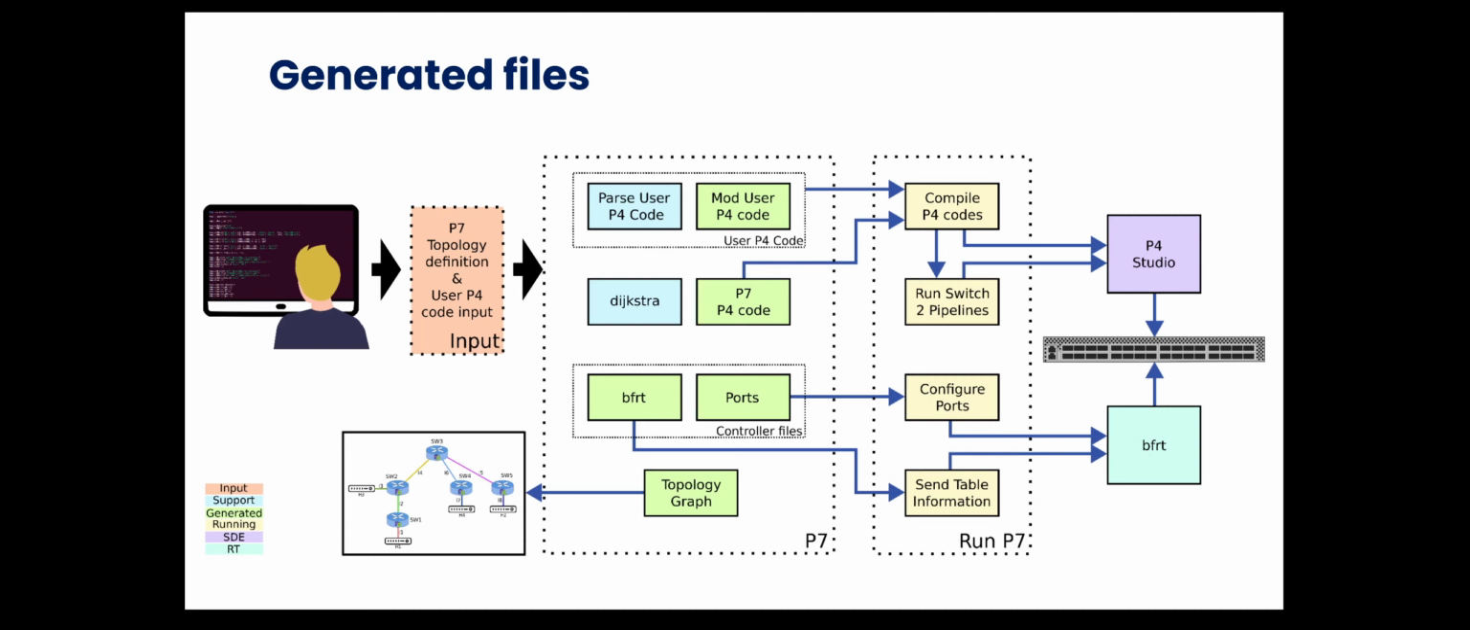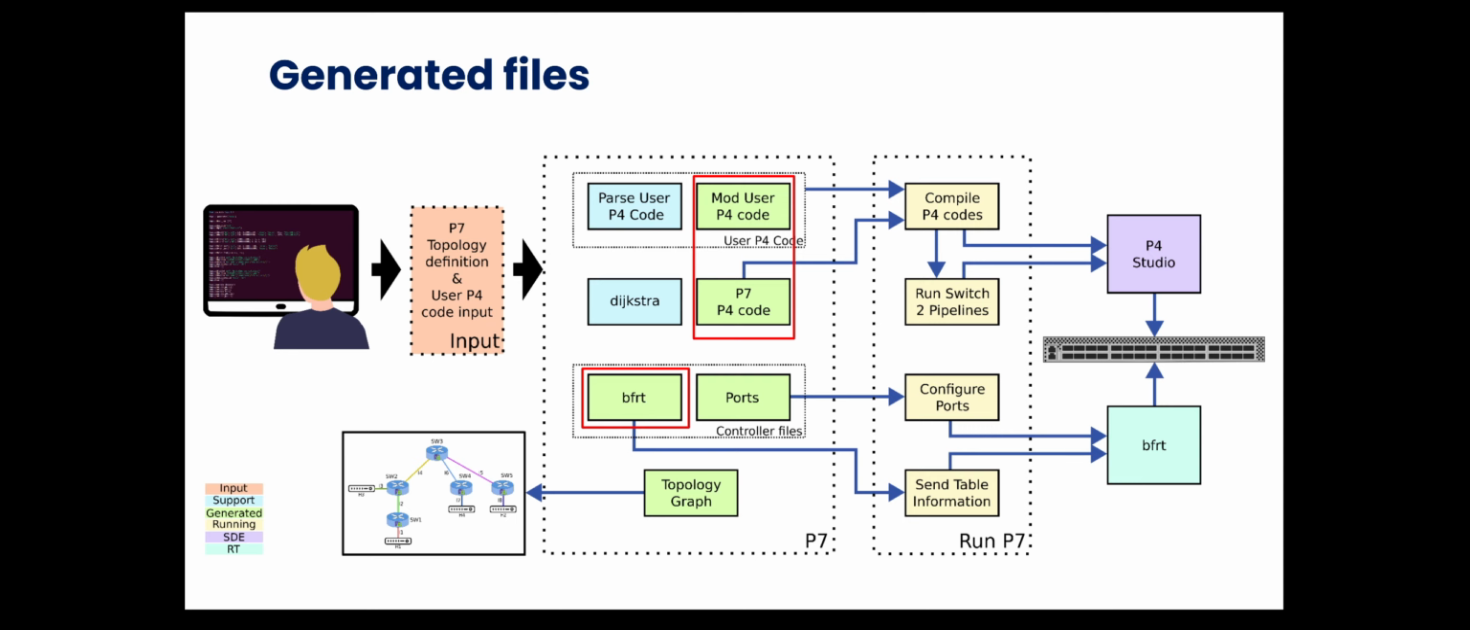Here we can see a brief introduction of the architecture of P7, and this includes what the generated files are. Basically, the main files that P7 is going to generate are the P4 codes, the P7 P4 code, and the user P4 code adapted with our custom headers that are needed to emulate all the internal switches. An additional output are the controller files.